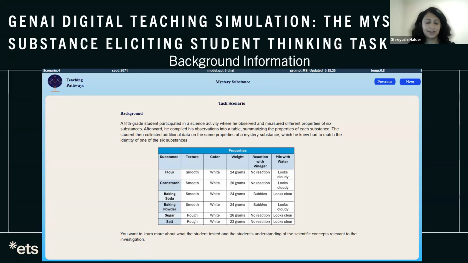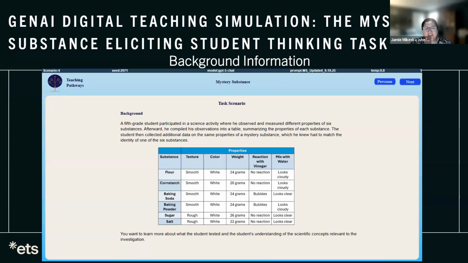So I'm just giving a very quick overview about that. I think just to clarify, the task is designed for the 5th grade student. So you can take a look at the data table where the information is provided to the students.